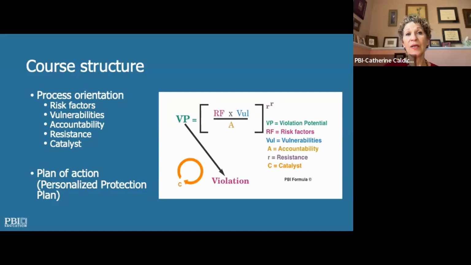A lack of adequate accountability measures, that's the capital letter A. Demonstrations of resistance, that's the lowercase r. And finally, the presence of a catalyst, that's the C at the circular arrow, which could be a crisis or a loss or another kind of trigger. All of those things propel a clinician to commit a professional violation.